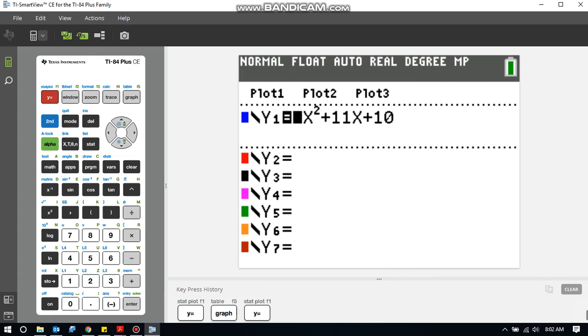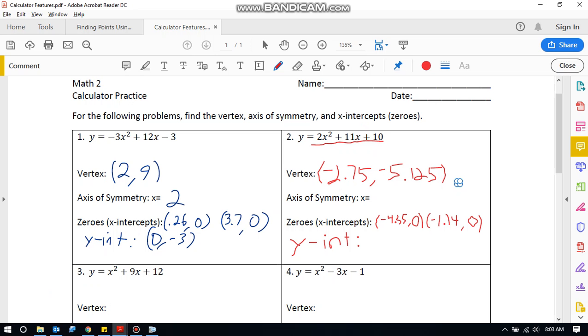All right, guys, this is the last part of the calculator features. This is part 3, finding the y-intercept. Okay, so we're still working with the same function, 2x squared plus 11x plus 10. Remember, we get it from the sheet. This is the sheet we did in class.